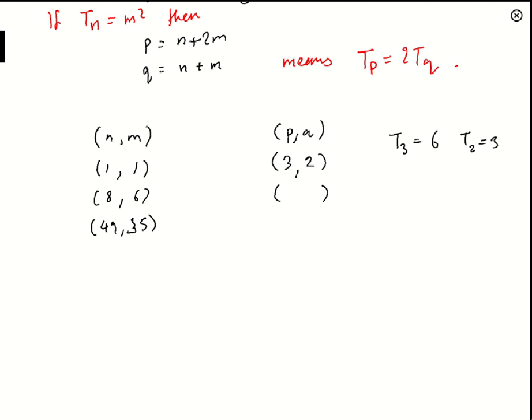Yes, so 8 plus 6 is 14, and another M gives me 20. And the third one, 35 plus 49 is 84, and another 35 gives me 119. And those are the first 3.